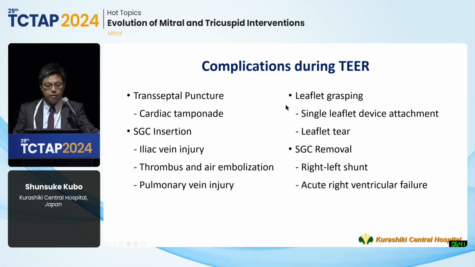Thank you for the kind introduction. There are various complications during the TEER procedure. In the transseptal puncture, one of the most serious complications is cardiac tamponade. When we insert the guide catheter, we can see complications including brain injury, air embolization, and pulmonary vein injury. The timing of leaflet grasping is very important, as complications include single leaflet device attachment and leaflet tear. When we remove the guide catheter, we can sometimes see a right-to-left shunt and acute right ventricular failure. But my talk mainly focuses on leaflet grasping.